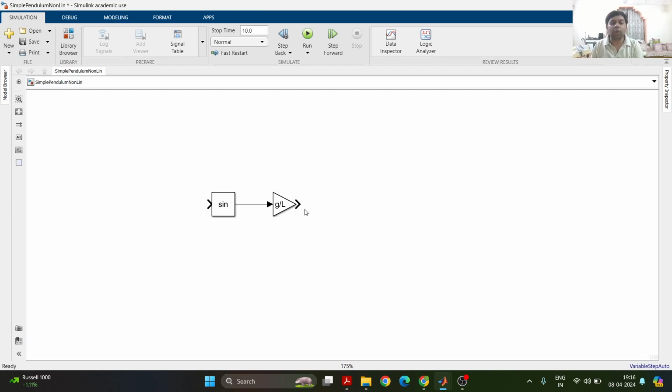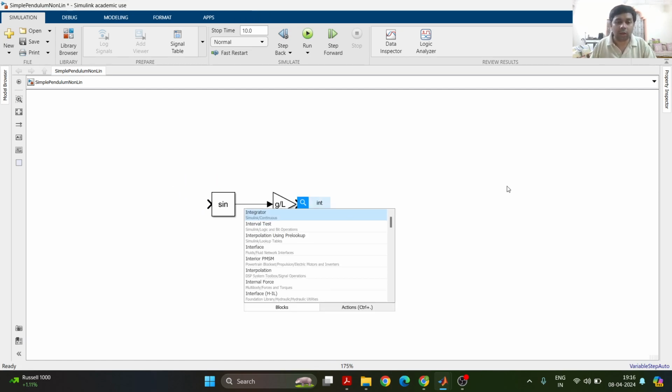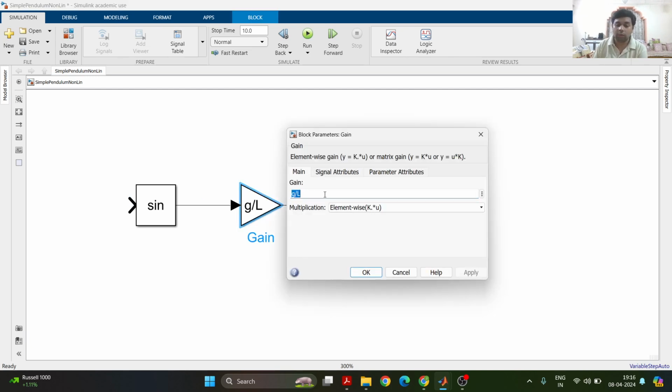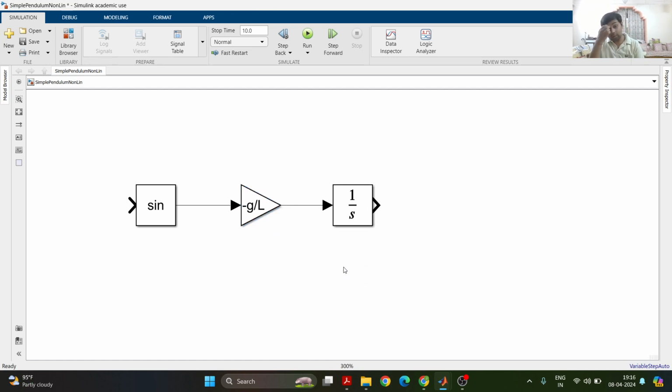So now basically we need to integrate this twice. So there will be an integrator here. Let us say the input to the sine block is theta. So the output here will be sine theta and g by L. So it's actually minus g by L sine theta.